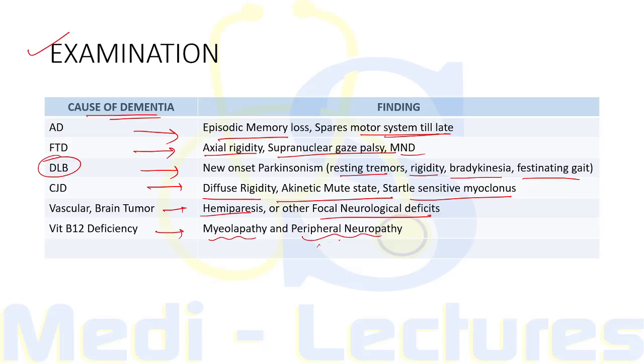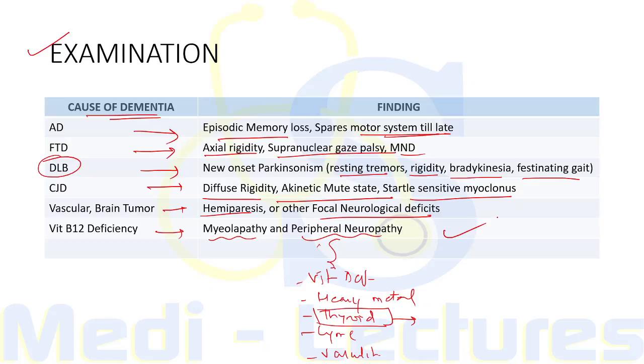Now, peripheral neuropathy can also be due to other vitamin deficiencies, heavy metal poisoning, thyroid dysfunction, Lyme disease as well as vasculitis. Now, to differentiate it from thyroid, in hypothyroid patients there is dry cool skin, hair loss and bradycardia, which is not present in vitamin B12 deficiency.